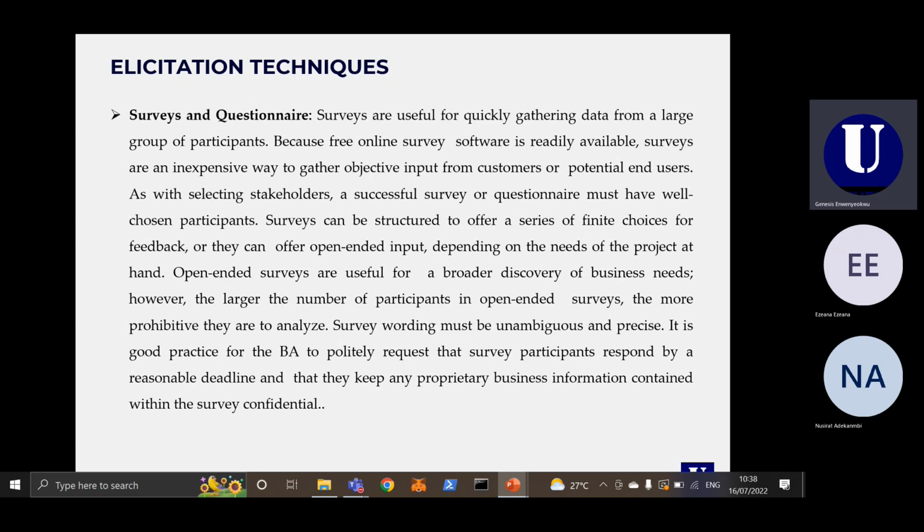So surveys are very useful for quickly gathering data from a large group of participants. You know that you have almost 50 participants you need to get insight from. Most times, those participants will be users, right? You can come up with a survey. You can't meet those 50 one after the other. You can't have a workshop with 50 people. It's going to be so rowdy. You can't have a focus group with 50 people. It's going to be so exhausting, right?